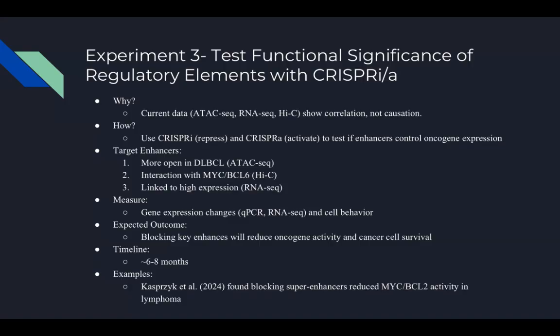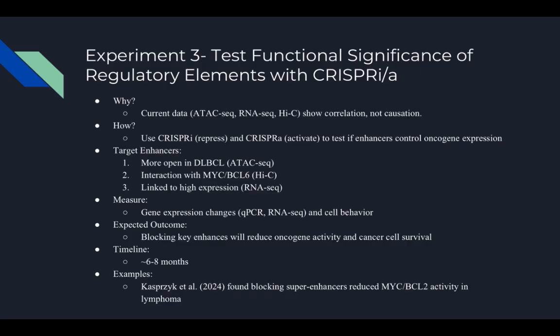For my portion of the research, I chose to discuss the potential of using CRISPR interference and CRISPR activation to test causality and see if changing accessibility to specific regions would cause changes in gene expression. So I chose 3 enhancers based on some criteria from the other sections, including more open in DLBCL from ATAC sequencing, physically interacting with oncogenes like MYC or BCL6 from Hi-C, and association with higher expression of genes from RNA sequencing.